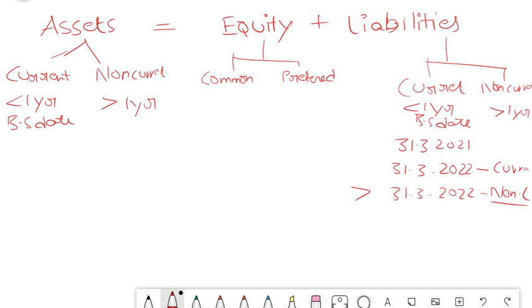For example, in case of current, you can call cash current, isn't it? Cash is the most liquid balance that you have in your assets. That means you can easily convert it into cash because it is already in the form of cash. Similarly, receivables. Receivables are also something which in general we have to collect within a period of 1 year. So this is called current.